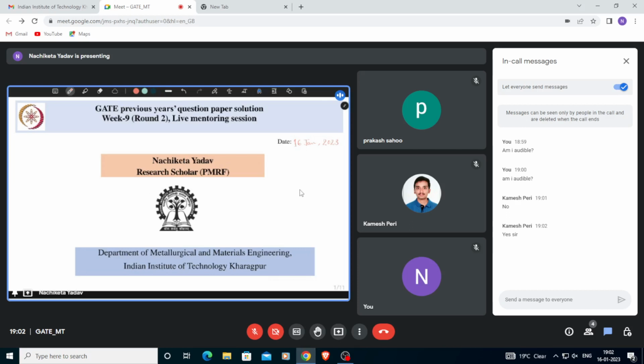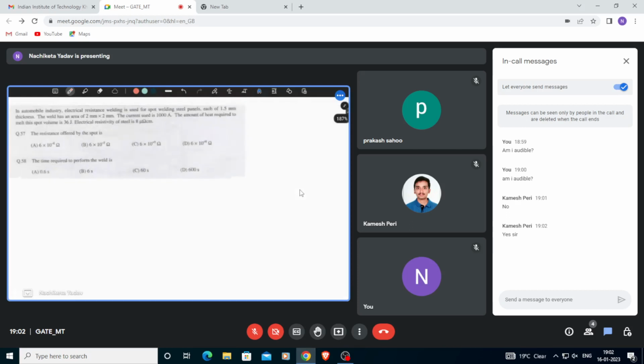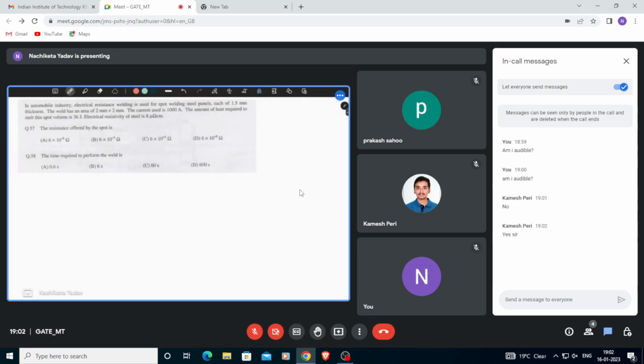So this is a question that I have taken. Is it visible, right? Here we have to calculate the resistance offered by the spot. So how will we calculate this resistance?